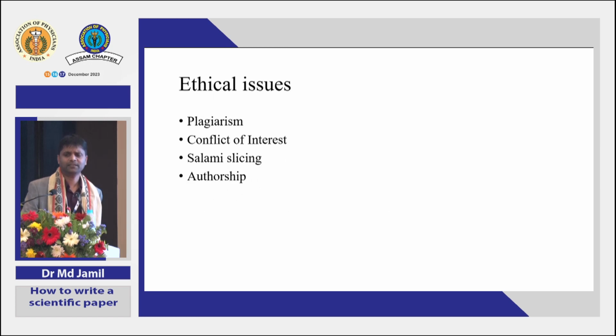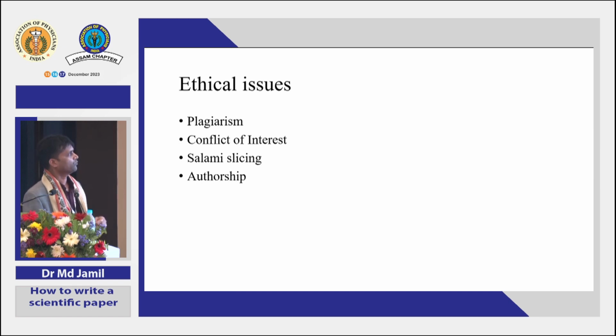And the last, the ethical issues. The most important one is plagiarism. There are different forms of plagiarism. Plagiarism basically means kidnapping. To avoid plagiarism, there are plagiarism check software. When you complete the writing of the article, it is a good practice to check it for plagiarism. Software like Turnitin is there, and we use Authenticate software to check plagiarism.